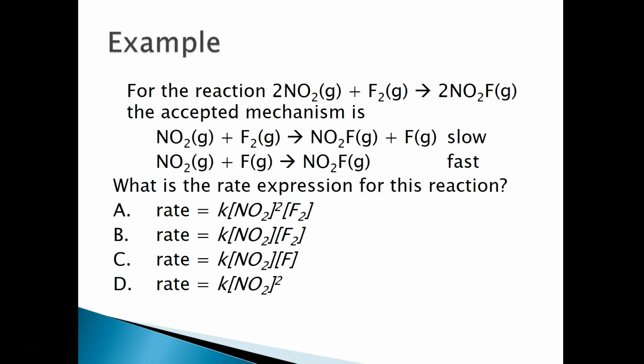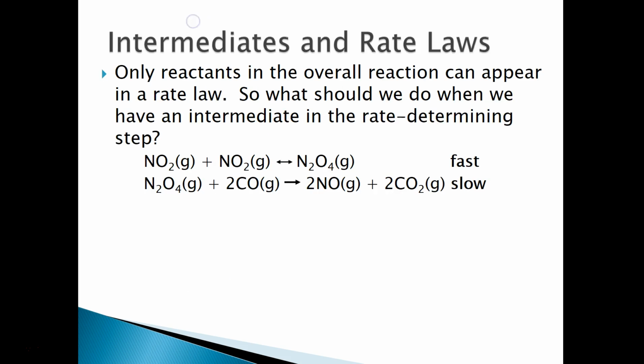So when we do the rate expression for this reaction, we'll have fluorine to the first order because there's 1 mole of it, and nitrogen dioxide to the first order because there's 1 mole of that. So the rate law will be K times NO2 times F2. All right, so intermediates and rate laws.